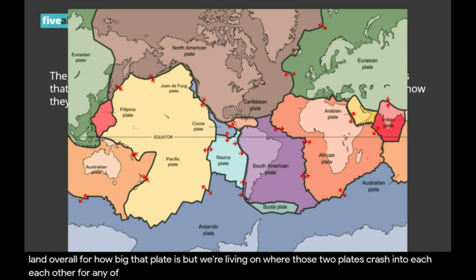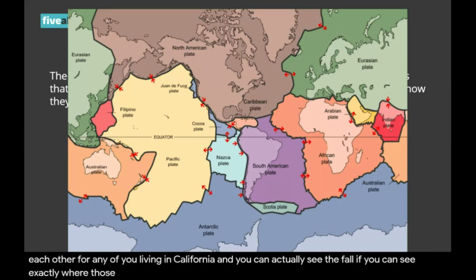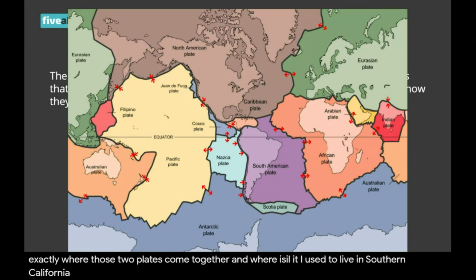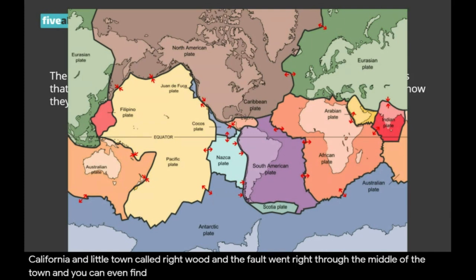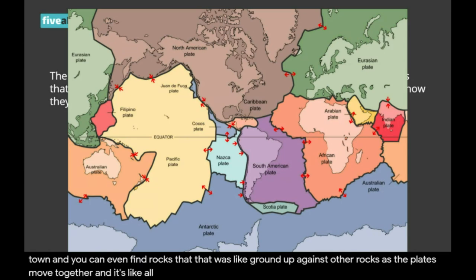For any of you living in California, you can actually see the fault. You can see exactly where those two plates come together. Where I used to live in Southern California, in a little town called Wrightwood, the fault went right through the middle of the town. And you could even find rocks that are called fault mirrors, where a rock was ground up against other rocks as the plates moved together, and it's all shiny on one side because it got really hot during the earthquake.